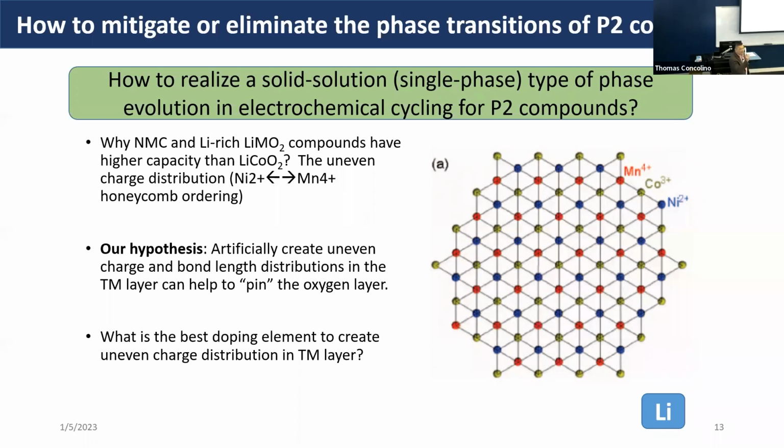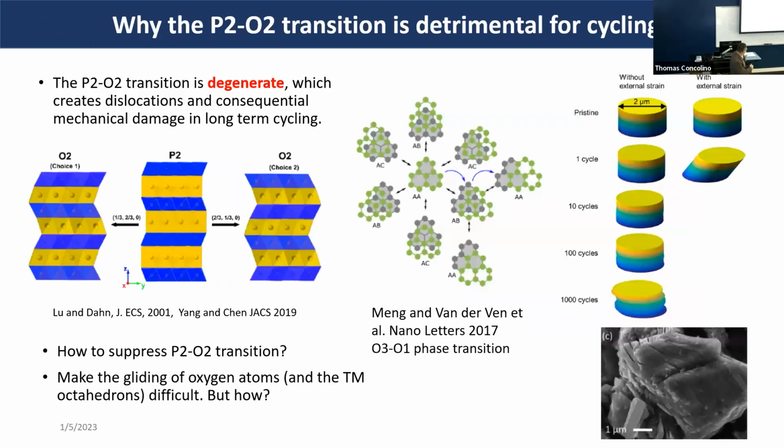If you have some very heterogeneous lithium there, it works like a thin structure, so that you don't very easily have this kind of phase transition. The phase transition takes place by sliding the oxygen layers. But if you have some pins here to pin up these layers, it becomes not very easy to slide. So that's our strategy to stop or eliminate the phase transition.